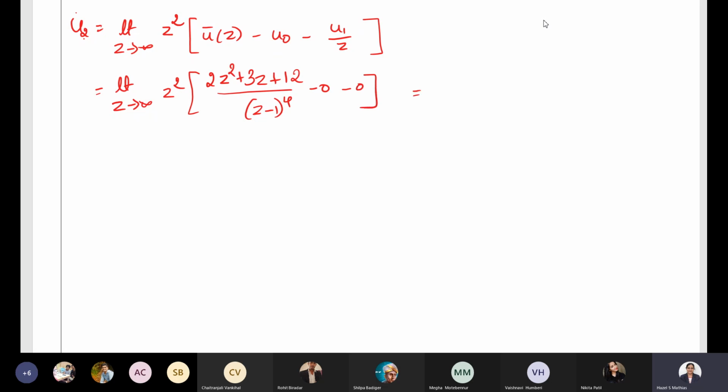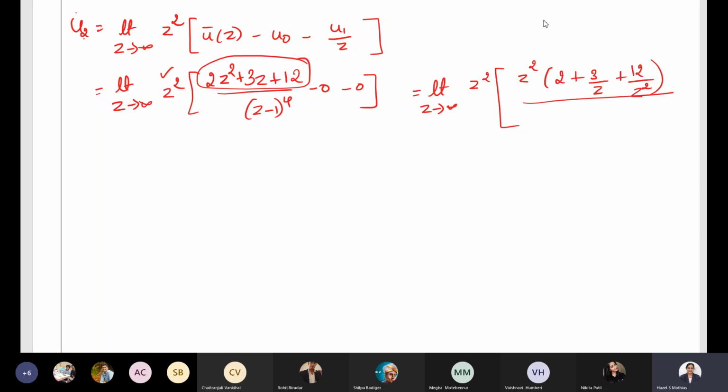Now let's simplify this. Limit z tends to infinity, this z square is there, z square into, from this term take z square outside. So if I take z square outside, what will remain? 2 plus 3 by z plus 12 by z square whole divided by. Am I correct?